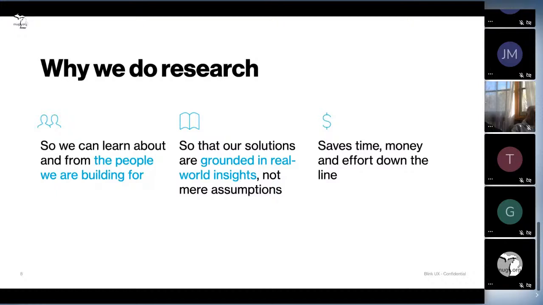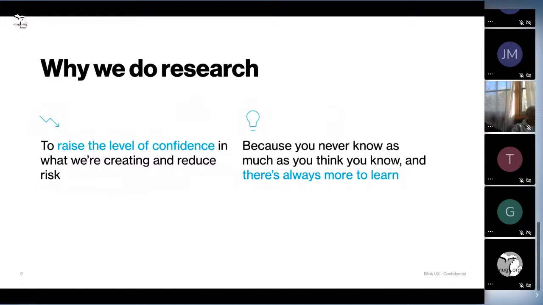In terms of developing products or technologies, we find it ends up saving time, money, and effort, and you don't build the wrong thing, and you sort of get it right the first time. It also ends up raising the level of confidence in what we do, so we're reducing risk, and we're more confident in what we're producing.